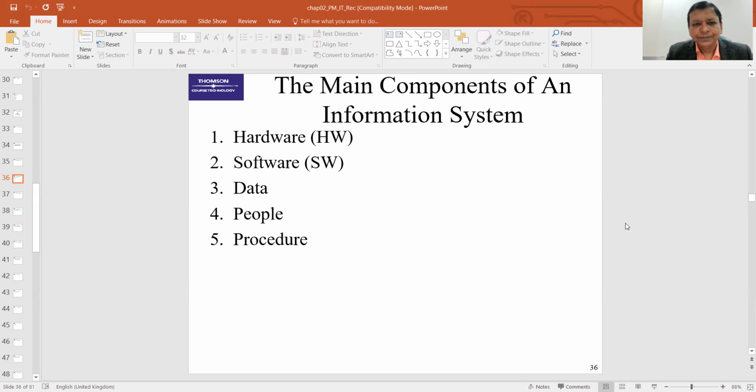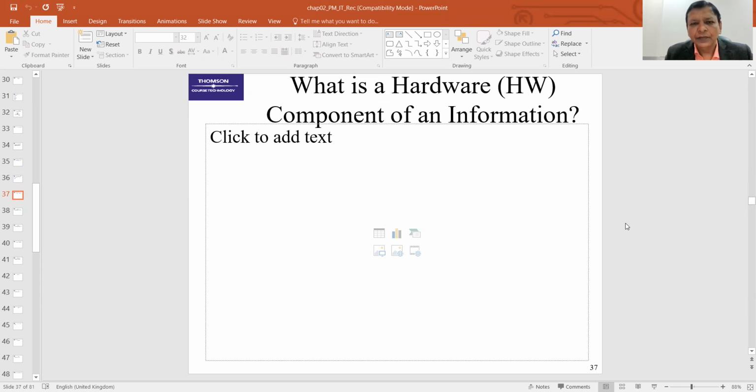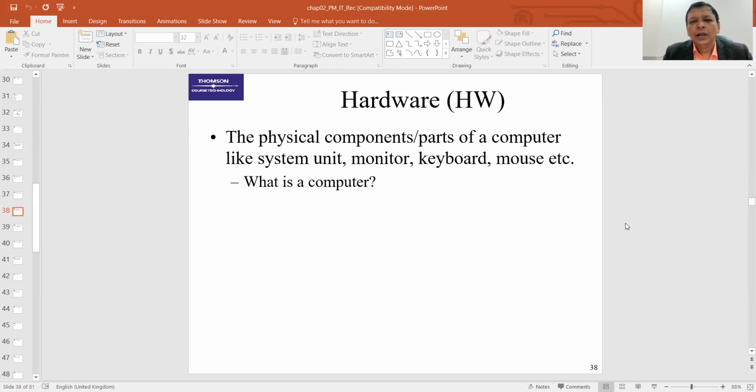What is hardware component of an information system? Any answer? Physical components or parts of a computer like system unit, monitor, keyboard, mouse, etc. So what is a computer? That is the next question.